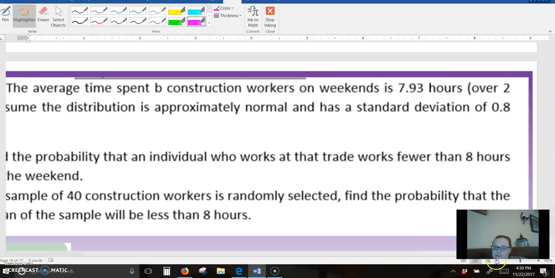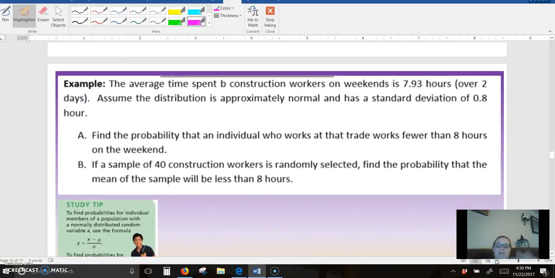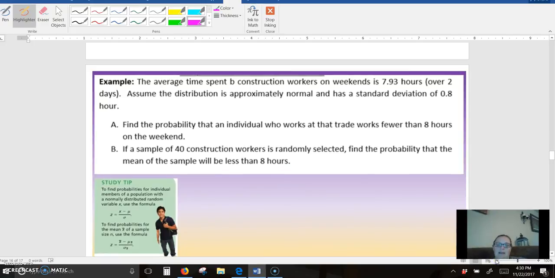Excuse me. Let's look at this one. We've been working on how to use that new formula. Now let's combine the new formula and the old formula that we know and figure out when we use one and when we don't. The average time spent by construction workers on weekends is 7.93 over 2 days. Assume the distribution is normal, with a standard deviation of 0.8.